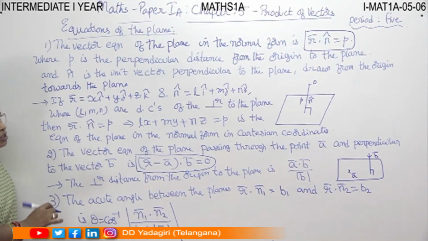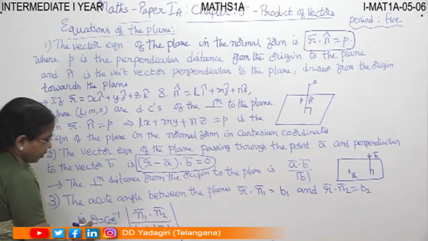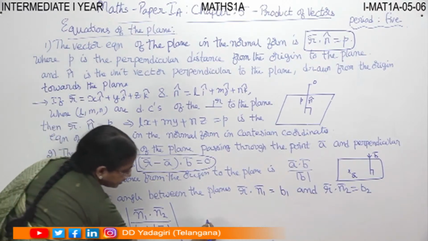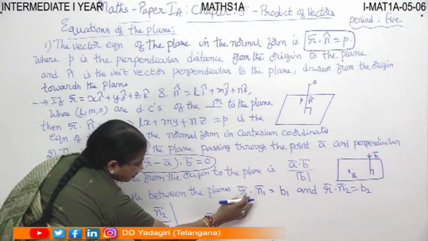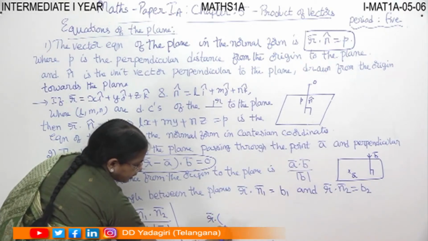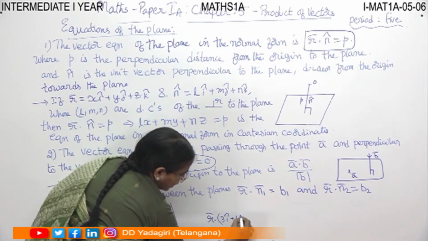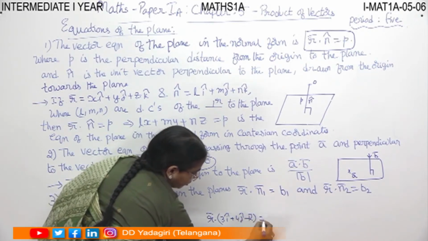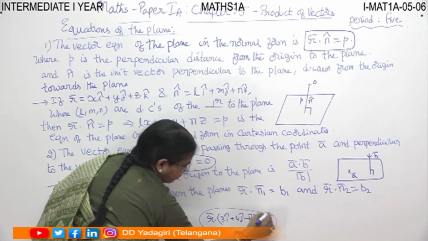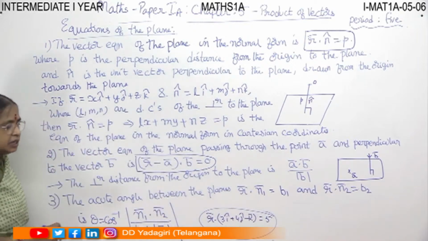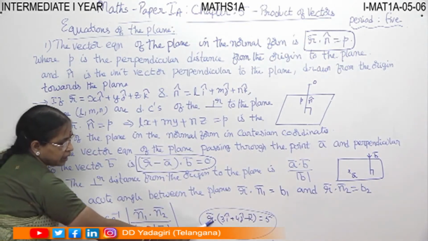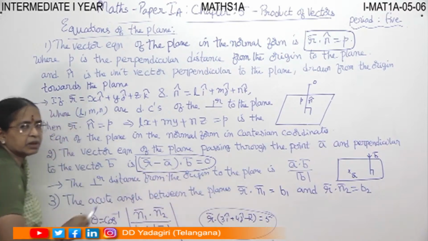Now suppose the equations of the planes are in the form R dot n1 is equal to b1. That means some r dot (3i plus 4j minus k), something like this, is equal to 5. This is just an example. Suppose the equation of the plane is in this form: R dot some vector is equal to some number.